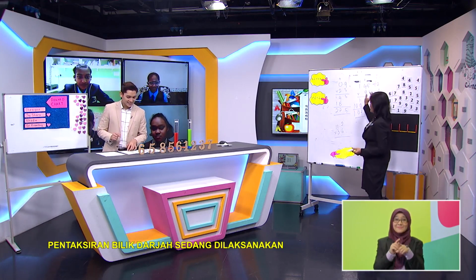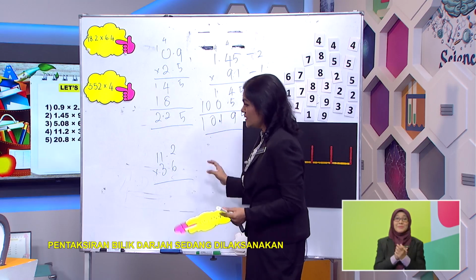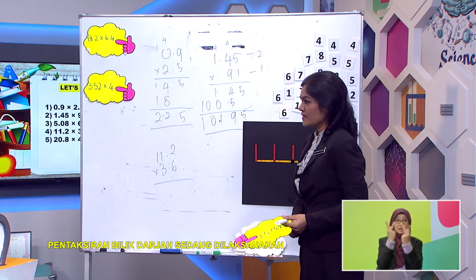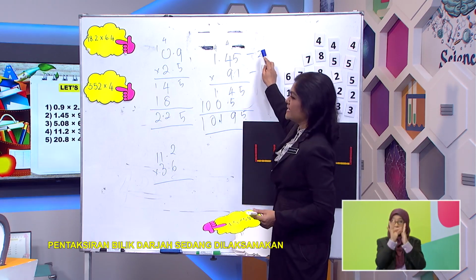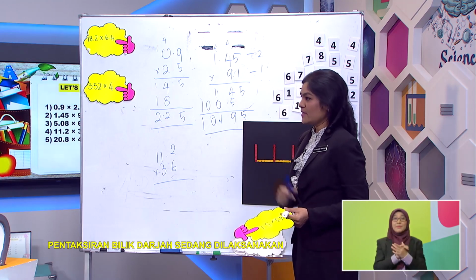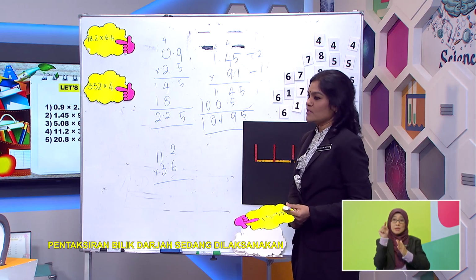Okay kids, just do the multiplication as usual and then put the decimal at the right place in the product. You count the decimal places here, 2, 1, and then you move the decimal point. Okay, the last one.